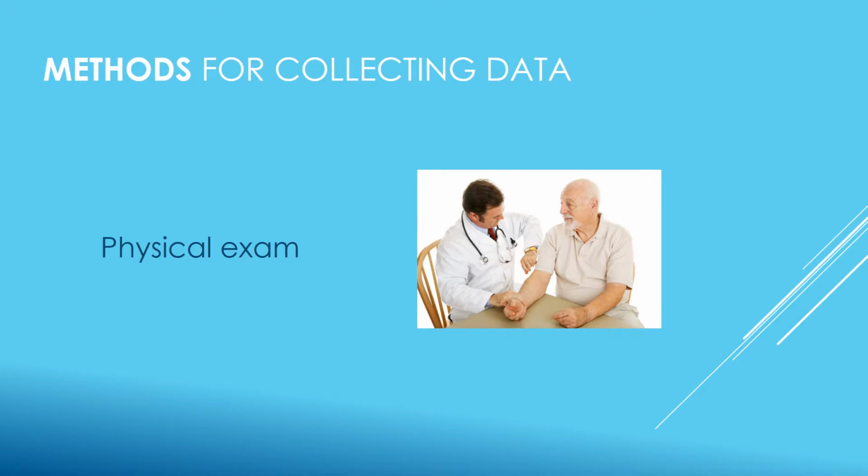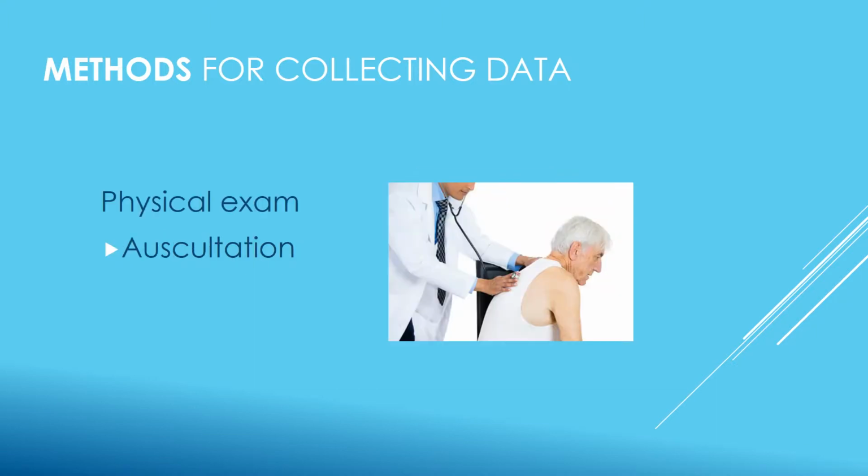Physical examination is an important part of assessment and consists of several parts. Auscultation, which is listening to sounds within the body with the use of a stethoscope. Different sides of the stethoscope are used to hear different sounds. The diaphragm side is used to hear higher pitched sounds such as bowel sounds, normal heart sounds, and lung sounds. Lower pitched sounds such as heart murmurs are best heard with the bell side of the stethoscope.